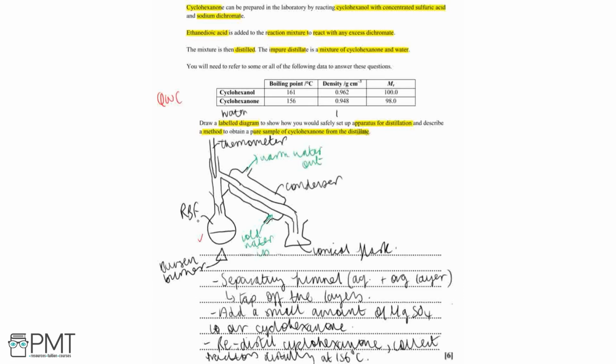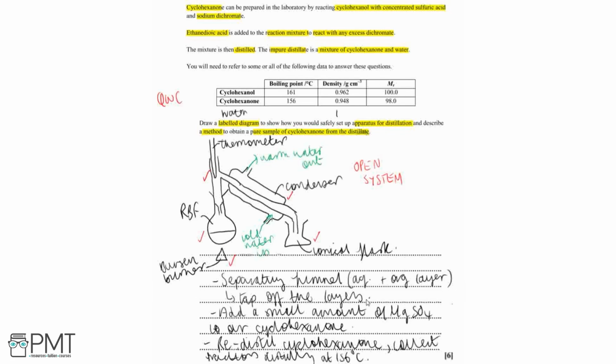So including our round bottom flask, a collection vessel, having our condenser with the correct direction of water flow, having a thermometer with that bulb at the correct exit point for the vapours there as well, and having a heat source, and as well for this whole system to be open. So to have an open system is really important because we need to make sure that these vapours are allowed to exit the system in order to be condensed.